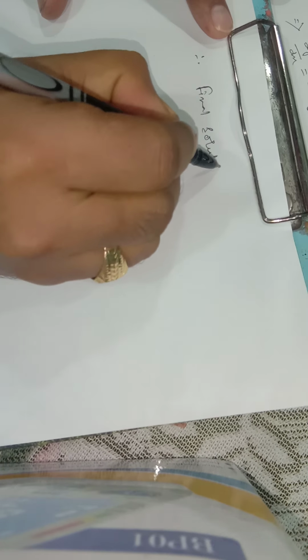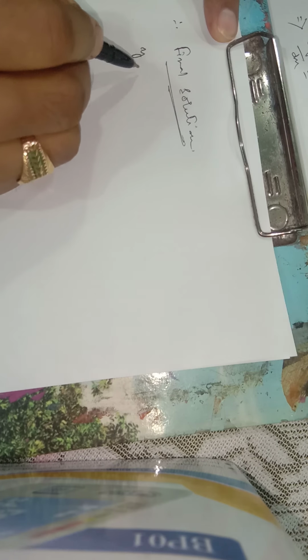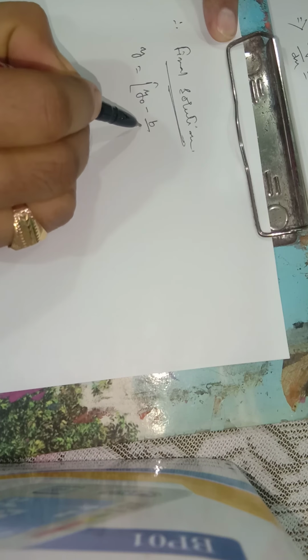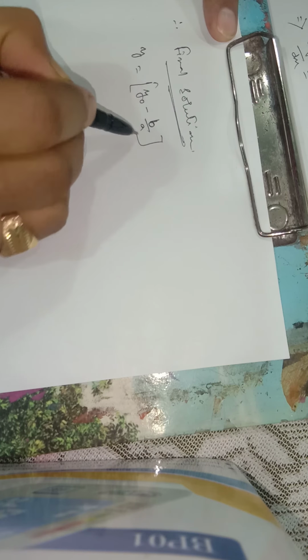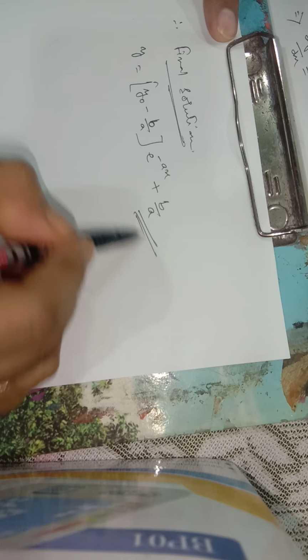So the final solution, or general solution, that we derive would be y is equal to, instead of a we can write y naught minus b by a, into e to the power minus ax plus b by a. Okay, so this is the solution for the non-homogeneous case.